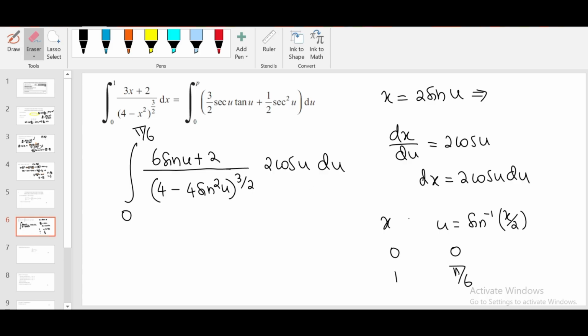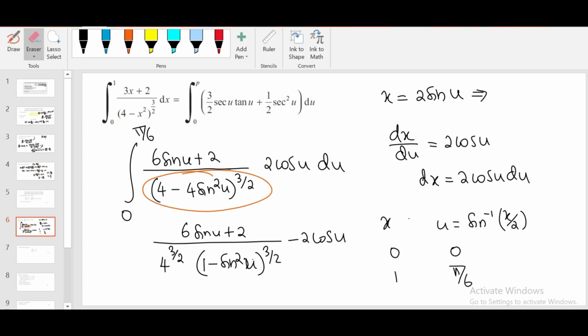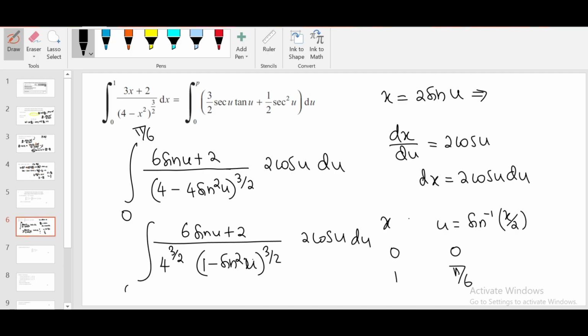Now the next step, here I'm going to take 4 as a common factor. So it will come out with the power 4 to the power 3 over 2. Inside you have 1 minus sine square, to the power 3 over 2. The numerator stays the same, times 2 cos u du, integral 0 to pi over 6.